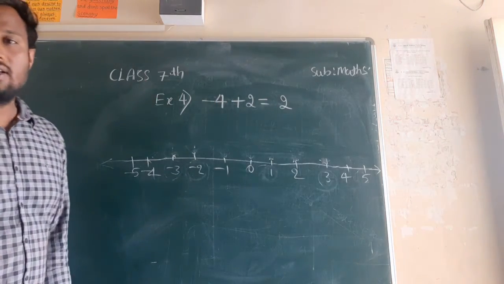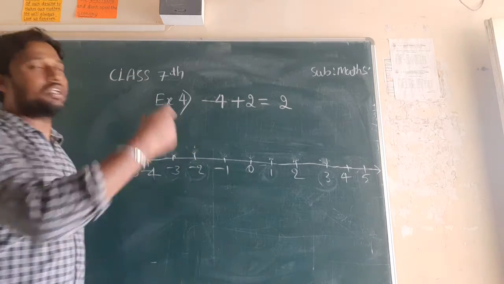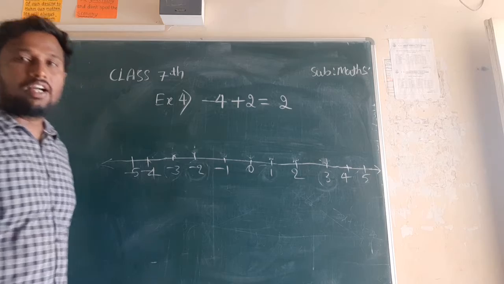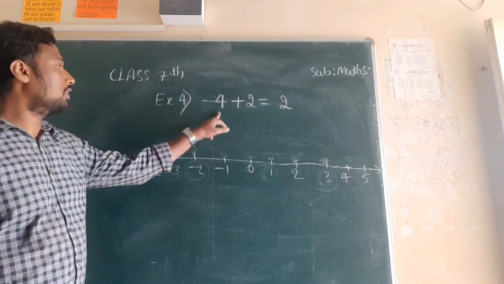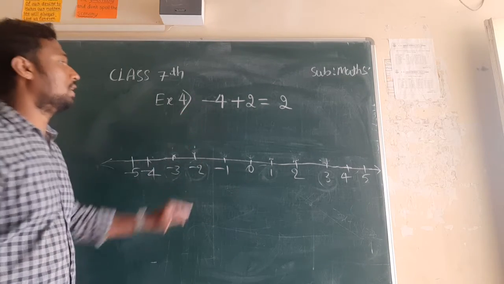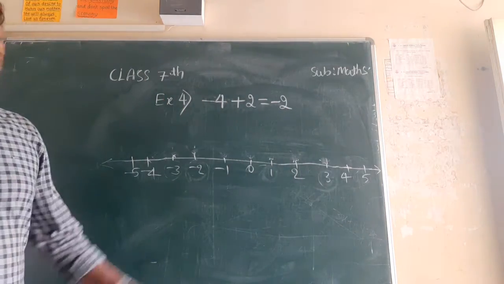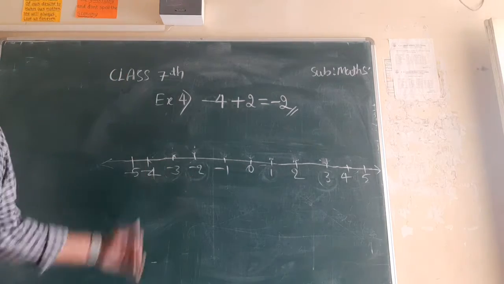Okay. And which sign you have to consider here? The sign in front of bigger value. So here 4 and 2 we have, and which is the bigger value here? 4. 4 is greater than 2, and the sign in front of this 4 is minus. So here also I will consider minus only. So what we got here? Minus 2. Okay. Now let us check with this number line.